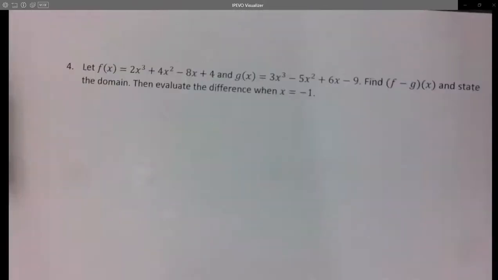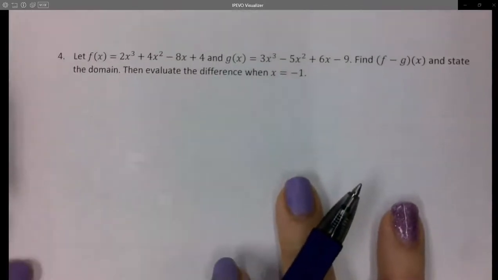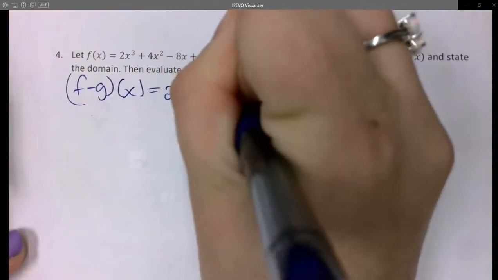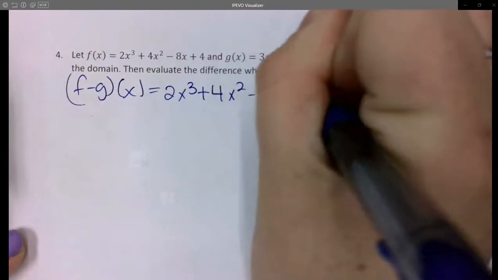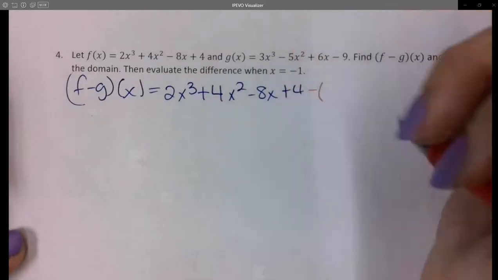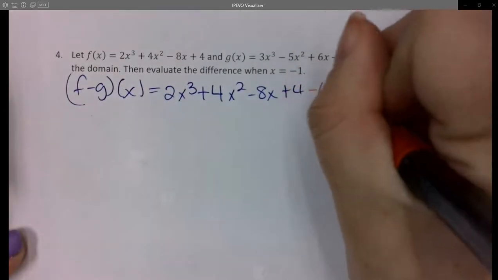Then on the back, this one is subtraction. So I'm going to plug in. The f of x stays the same as it was written, and the g of x is going to be subtracted. So I'm going to write minus and then write it inside parentheses.